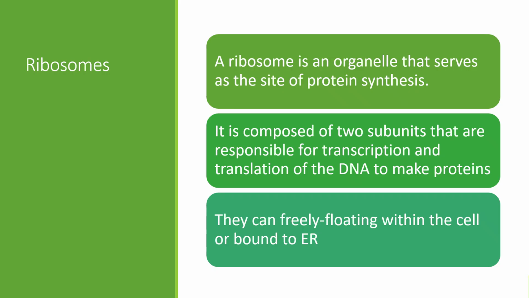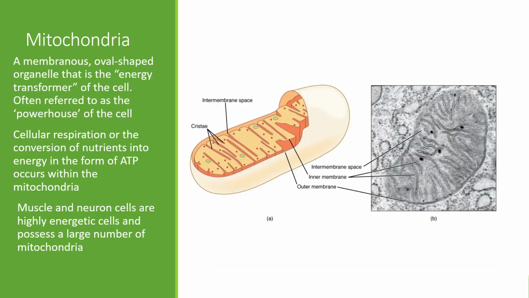So a ribosome is made of two subunits, a large and a small subunit, and each of them is responsible for the process of transcription and translation of the DNA to make the protein. So I'll be talking about that near the end of the lecture. Ribosomes can be free floating within the cell, or they can be bound to that endoplasmic reticulum that we looked at a few minutes ago, and they can go back and forth between those two states.